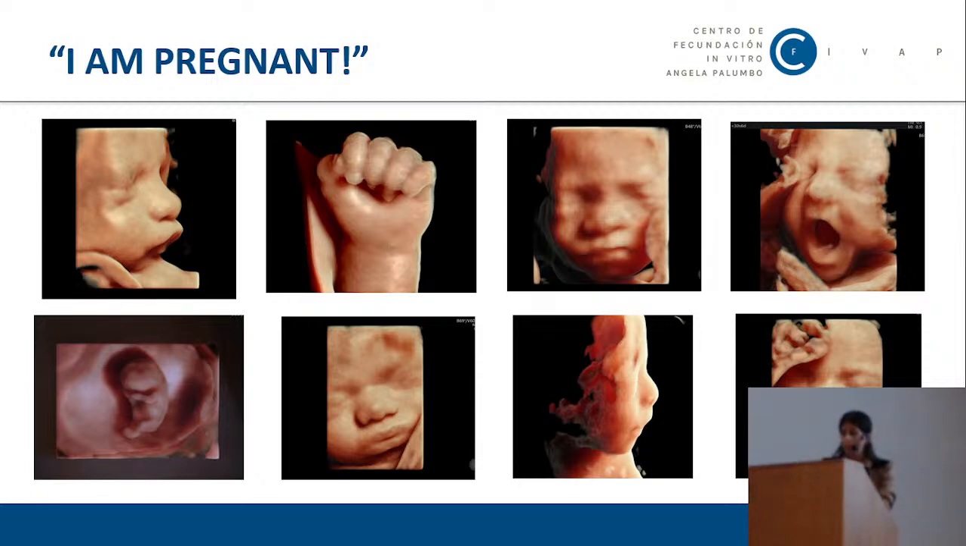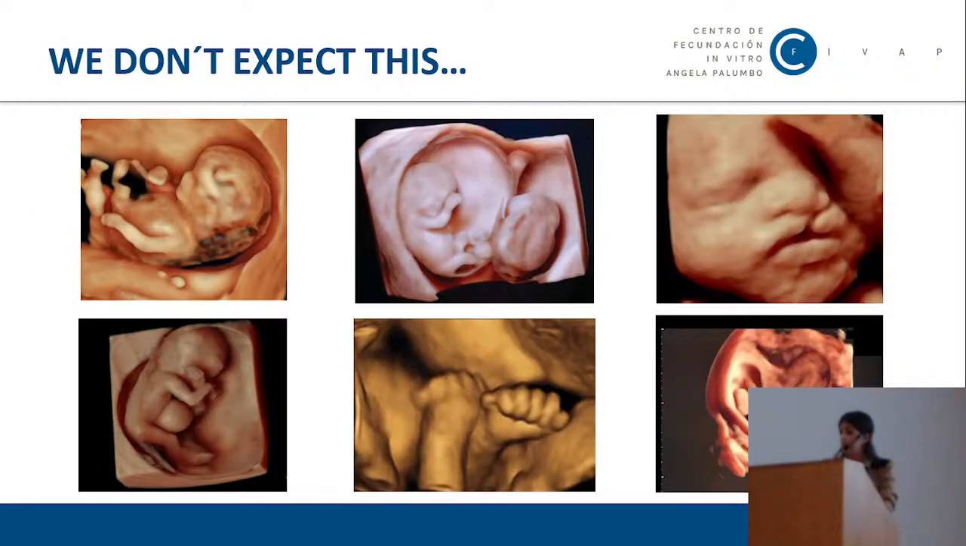I love these scans as much as they do, but what I know and they usually don't is that sometimes this is also happening. Sometimes during a 3D scan, we can find an increased nuchal translucency. We can diagnose a TRAP sequence in a monochorionic twin pregnancy. We can see cleft lips. We can diagnose an omphalocele, polydactyly, and also twin pregnancies in a horn of a bicornuate uterus.